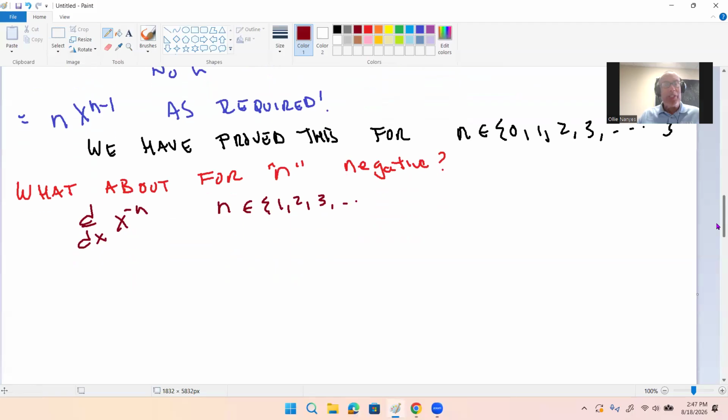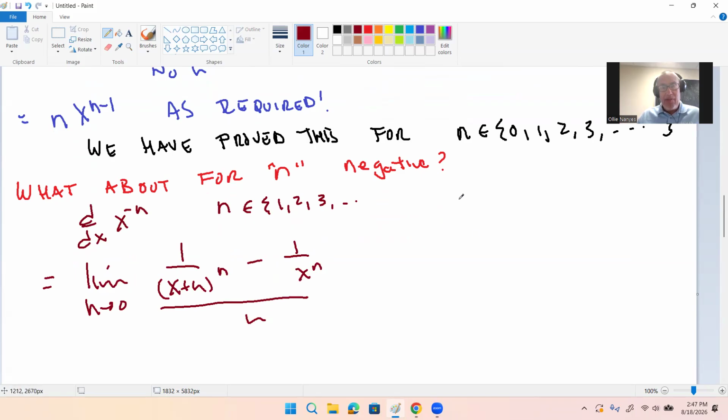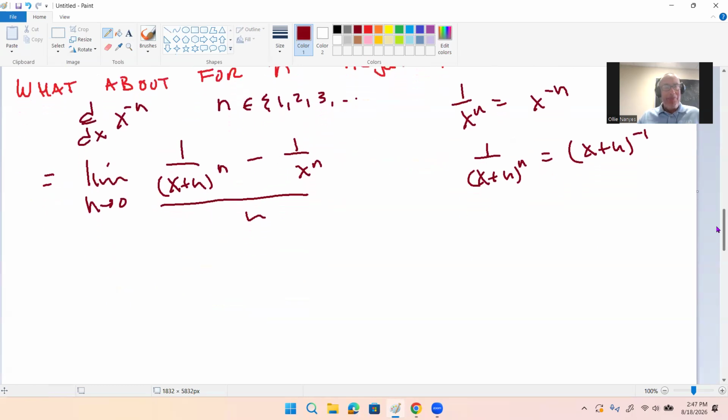Now, there's a couple of rules we could use here. I'm going to go ahead and stick with the limit definition, but you can use the reciprocal rule for derivatives. So I'm going to write this as the limit as h goes to 0 of 1 over x plus h to the n, minus 1 over x to the n, over h. And remember, 1 over x to the n is x to the minus n, and 1 over x plus h to the n is x plus h to the minus n. So if we wish to do that, we get the old common denominator. So at the top, we can get a common denominator.